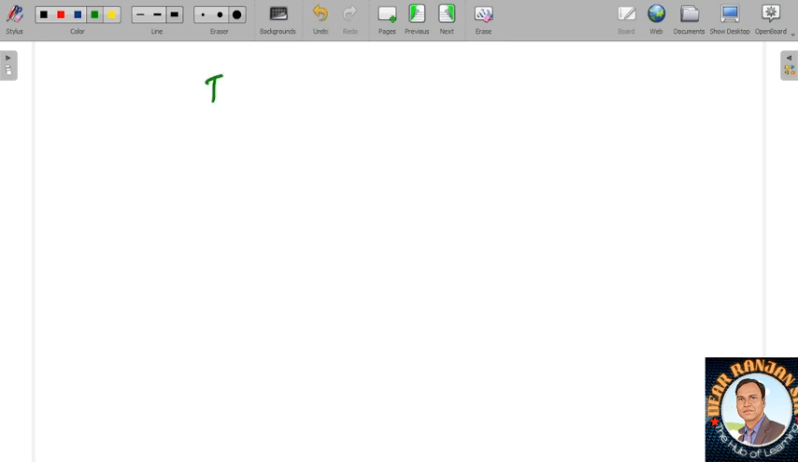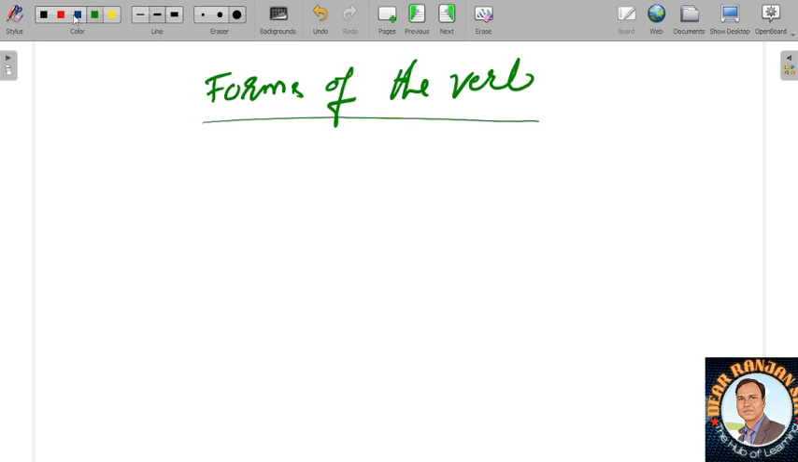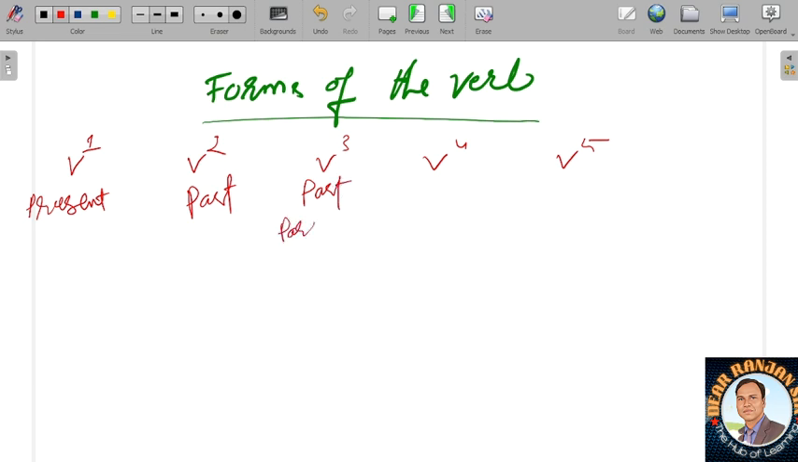What are the forms of the verb? There are 5 forms of the verb. The first form is known as verb 1, second form verb 2, third form verb 3, fourth form verb 4 and fifth form verb 5. Verb 1 is also known as present. Verb 2 is past. Verb 3 is past participle.